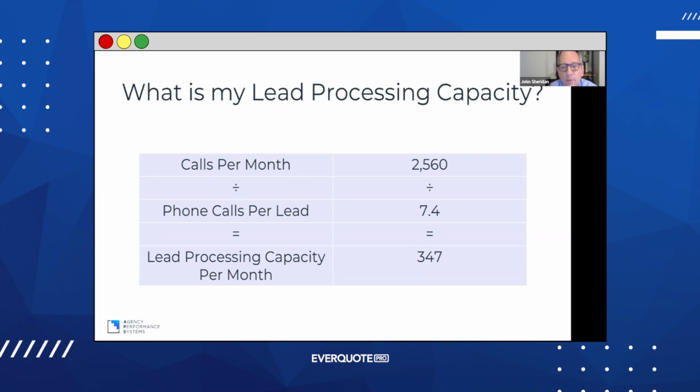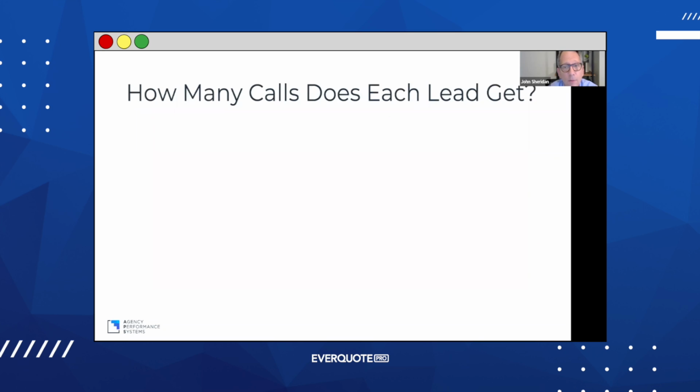That's the result of another calculation we're going to show you, but we take that 2,560 throughput, we divide it by the number of calls per lead to get to 347. That's the number we started with, if you recall, at the top as our capacity and expressed in leads. Okay, so now we've figured out the supply side.